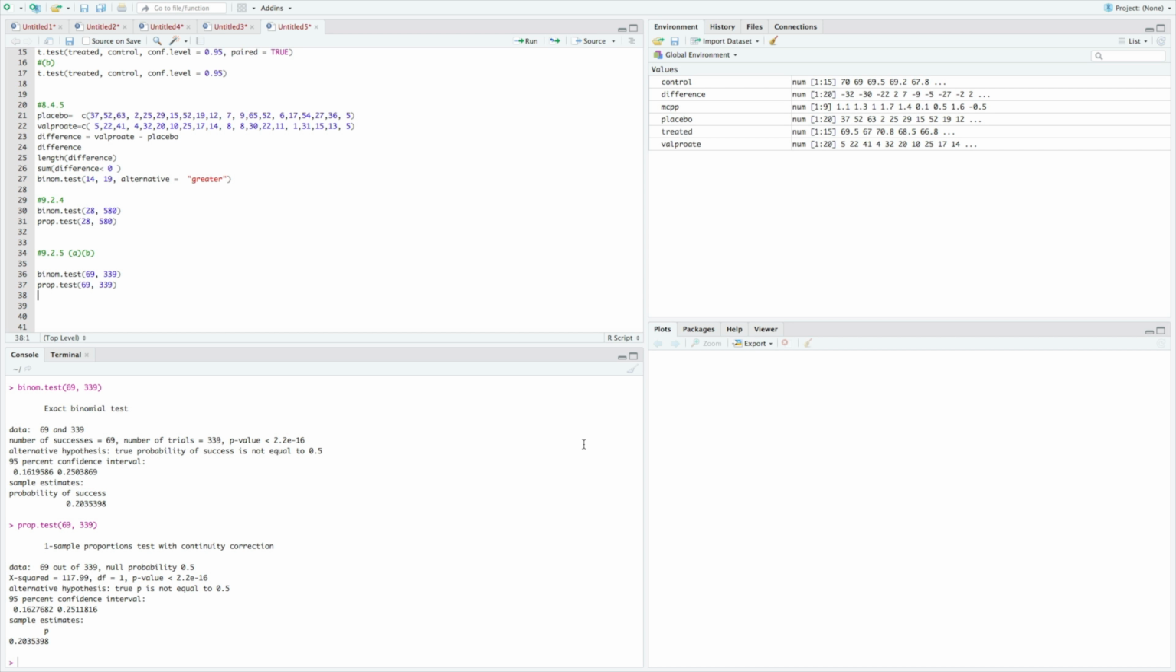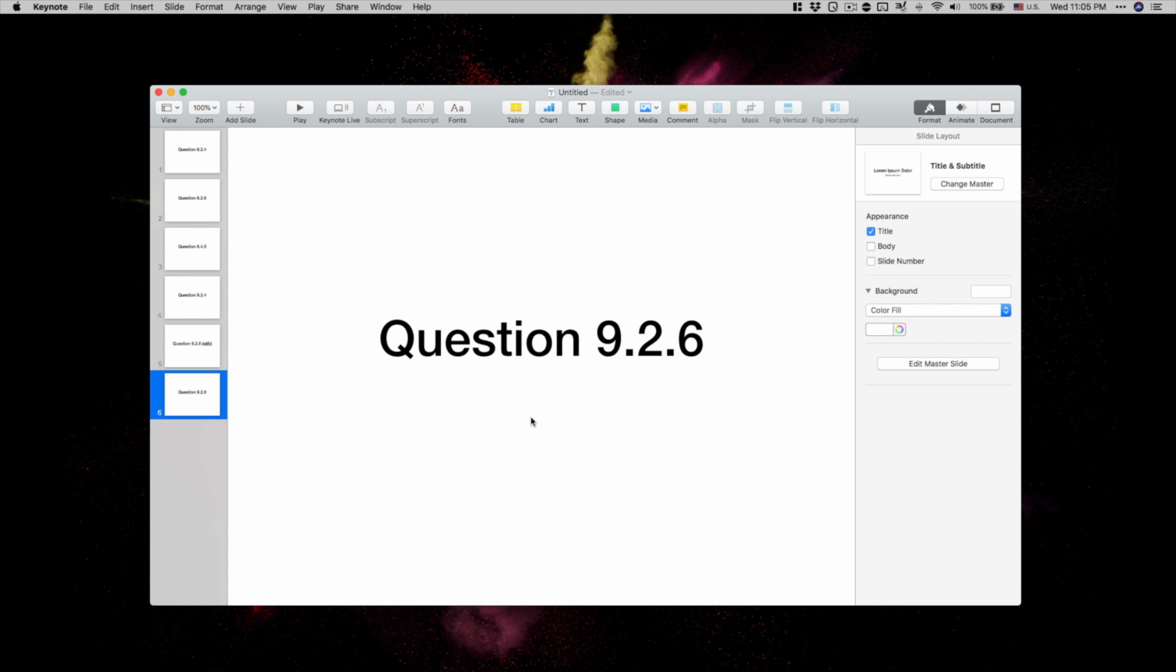Part B is nothing but an interpretation of your confidence interval. You can say we are 95% confident that the probability of adverse reaction in infants who receive their first injection of vaccine is between 0.16 to 0.25. This question is exactly the same as the previous two questions.